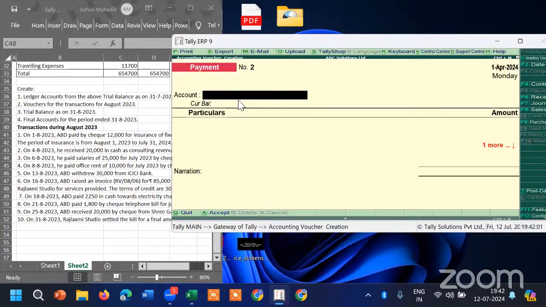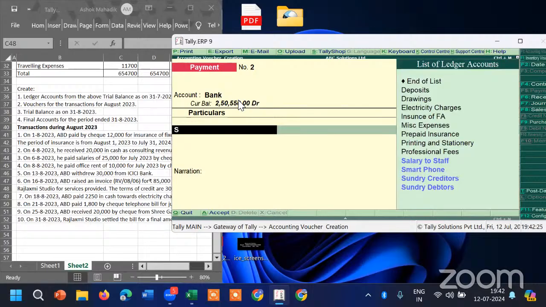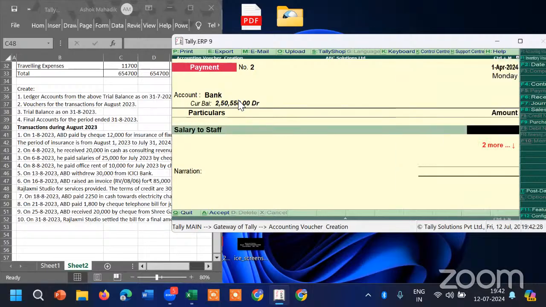You have to write the entire procedure while solving the sum in your answer book. Don't neglect a single thing. It's very simple. Just write what you are going to do while solving this sum. Now these salaries are paid by check, so I'll press B, so that payment is made through bank. It is shown salaries, so salary to staff. The actual entry is salary to staff account debit to bank.